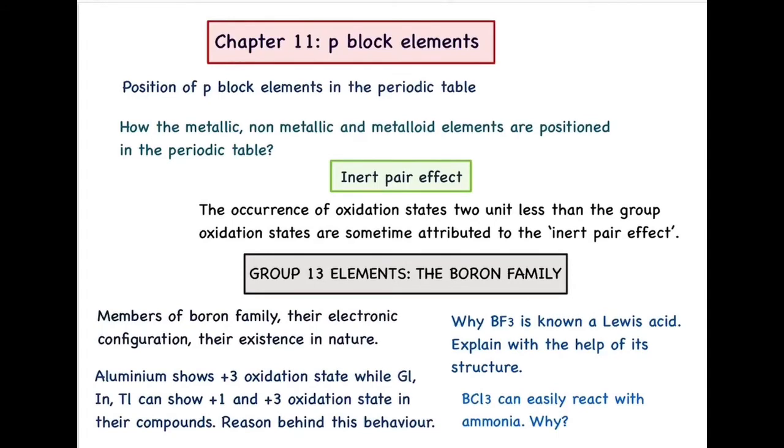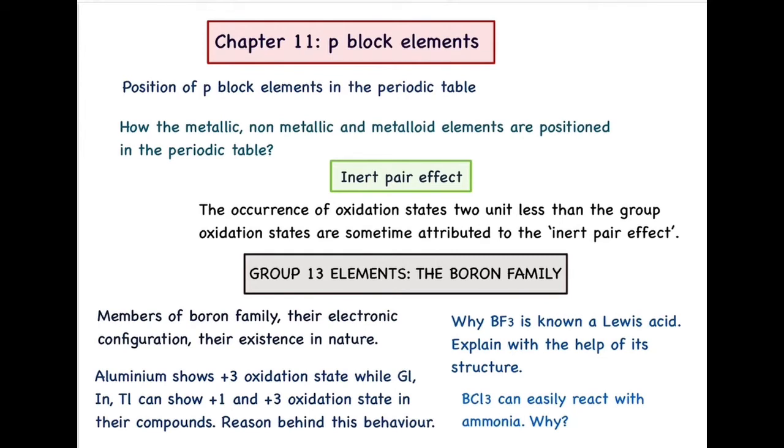Chapter 11, P block elements. We'll start with the position of P block elements in the periodic table, and how the metallic, non-metallic and metalloid elements are positioned in the periodic table. Next topic is the inert pair effect. The occurrence of oxidation states 2 units less than the group oxidation states is sometimes attributed to the inert pair effect.